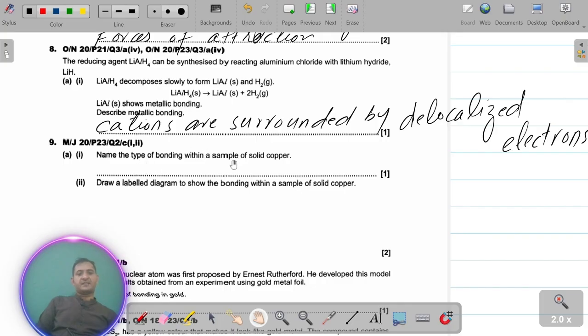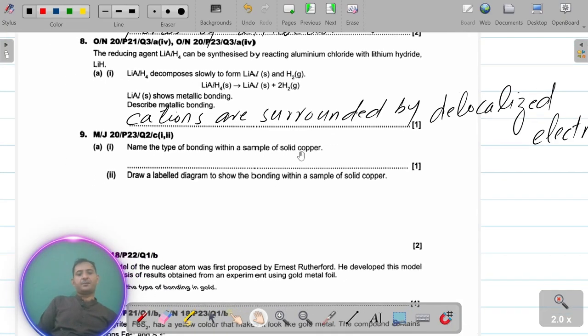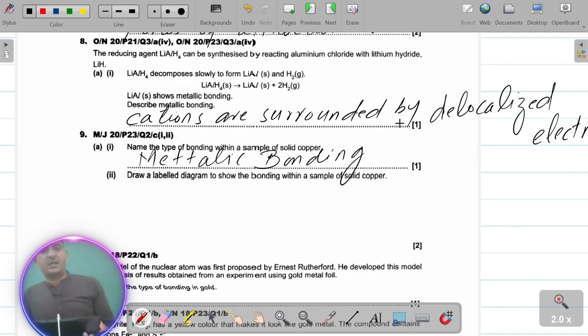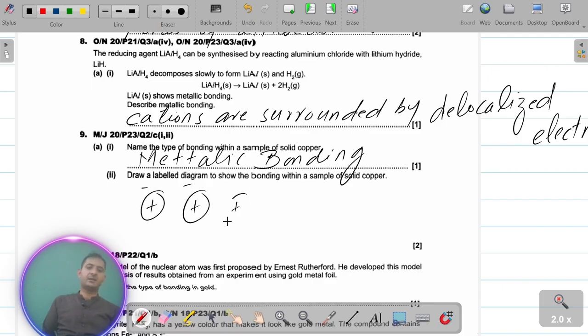Name the type of bonding in a sample of solid copper. Copper is a metal, so the type of bonding is metallic bonding. Draw a labelled diagram to show the bonding within a sample of solid copper. Once again, positive cations, and they are surrounded by free delocalized electrons.